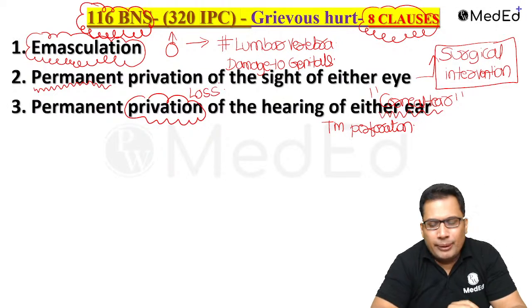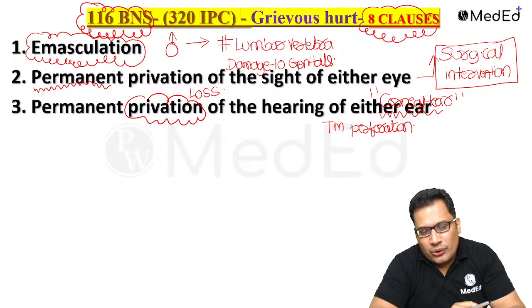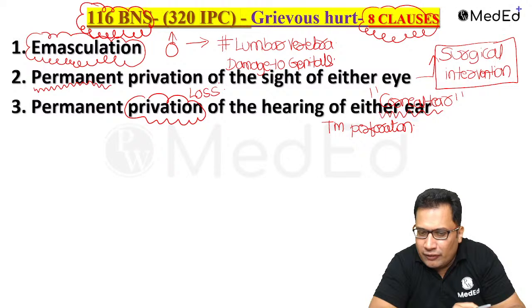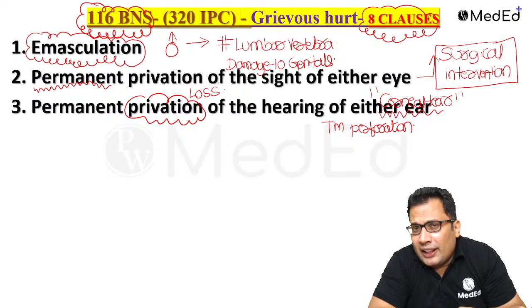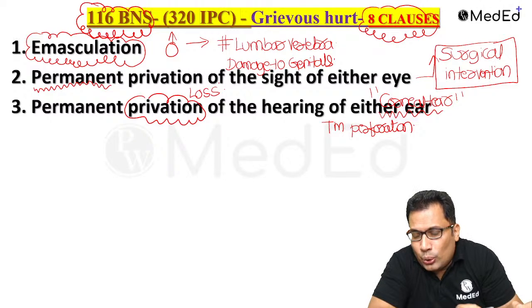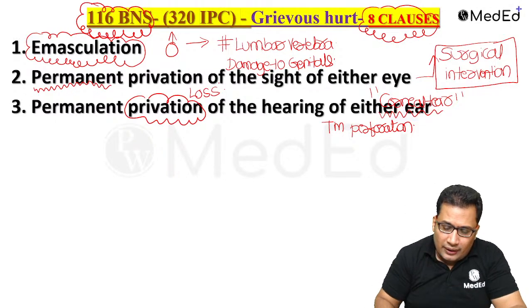Privation means loss. So clause number 1, emasculation. Clause number 2, permanent privation of sight of either eye. Permanent privation of hearing of either ear. So you need to write the same word in the exam. Don't change the word. Okay.